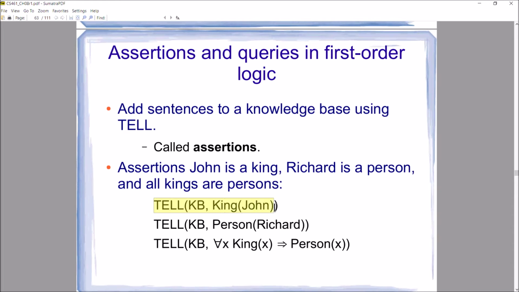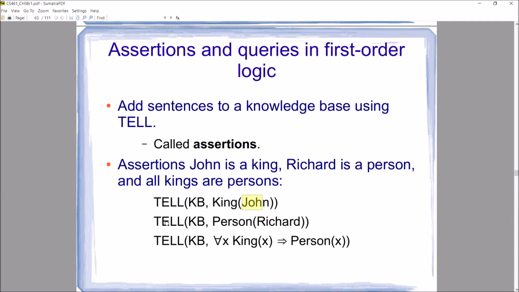So when you see this here, you're basically saying, look, I'm telling the knowledge base that I've got a king who is John. I'm doing a tell to the knowledge base saying Richard is a person. And I'm telling the knowledge base that for all objects within the domain, if it's a king, then that implies that that thing is a person.